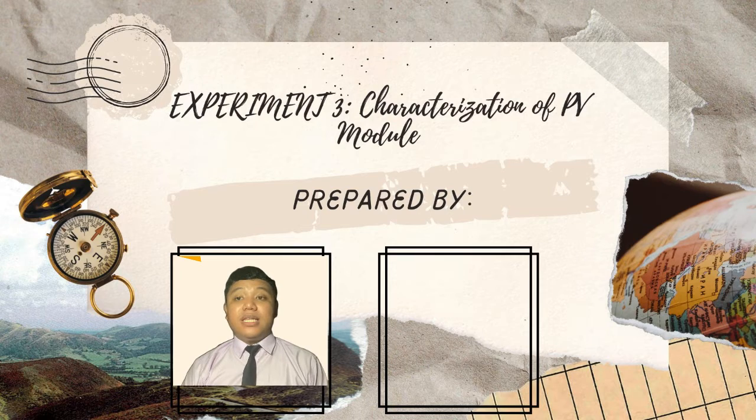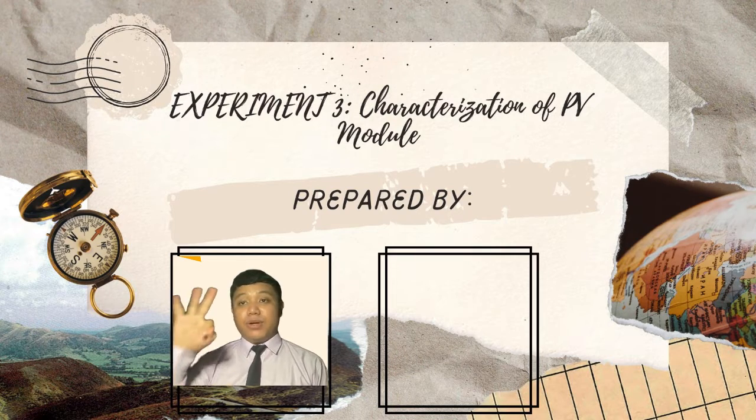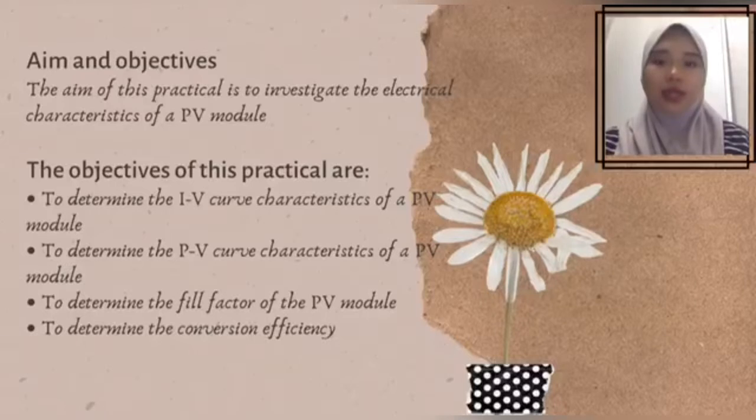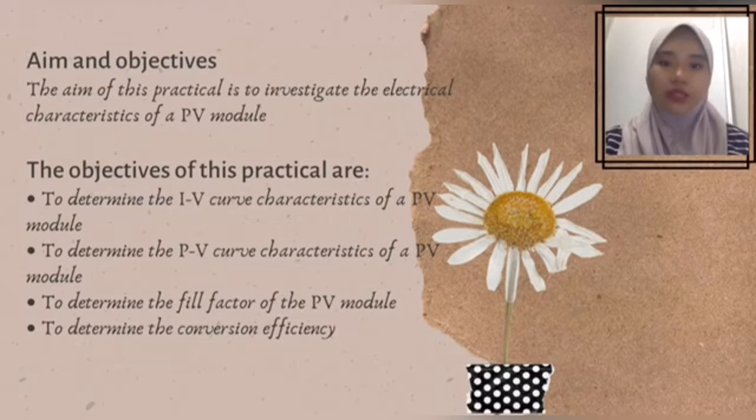And for this video we are going to present Experiment 3, which is the characterization of PV module. Experiment 3 is about the characterization of PV modules. The aim of this practical is to investigate the electrical characteristics of a PV module.